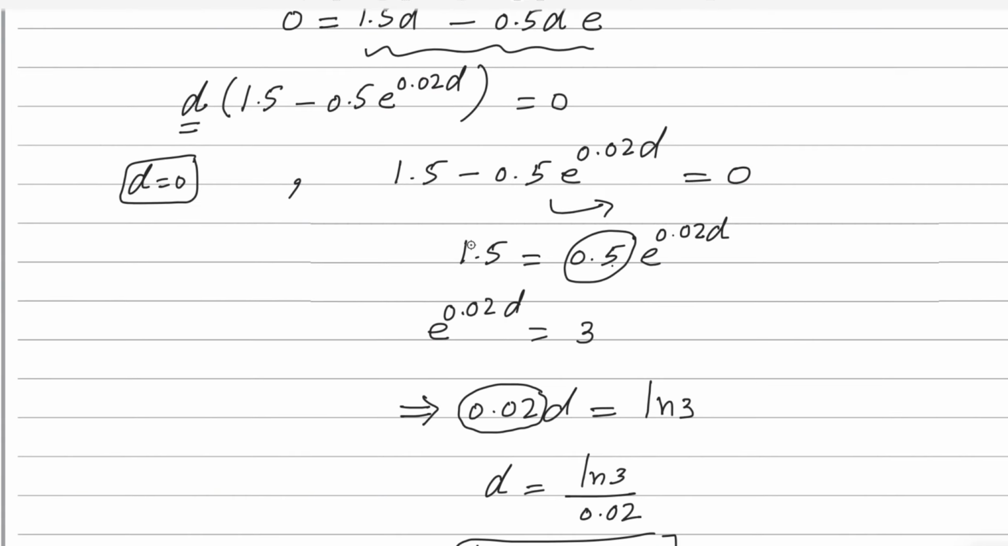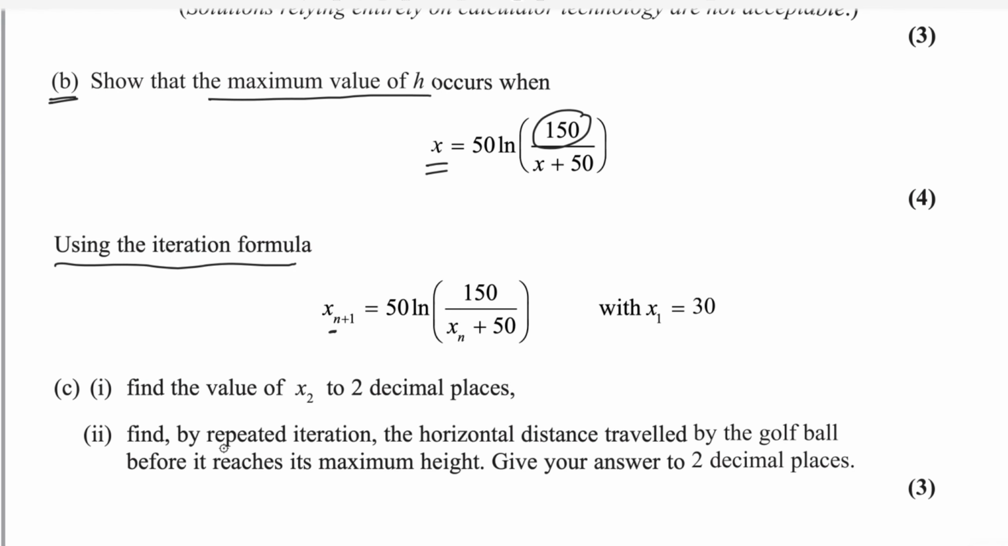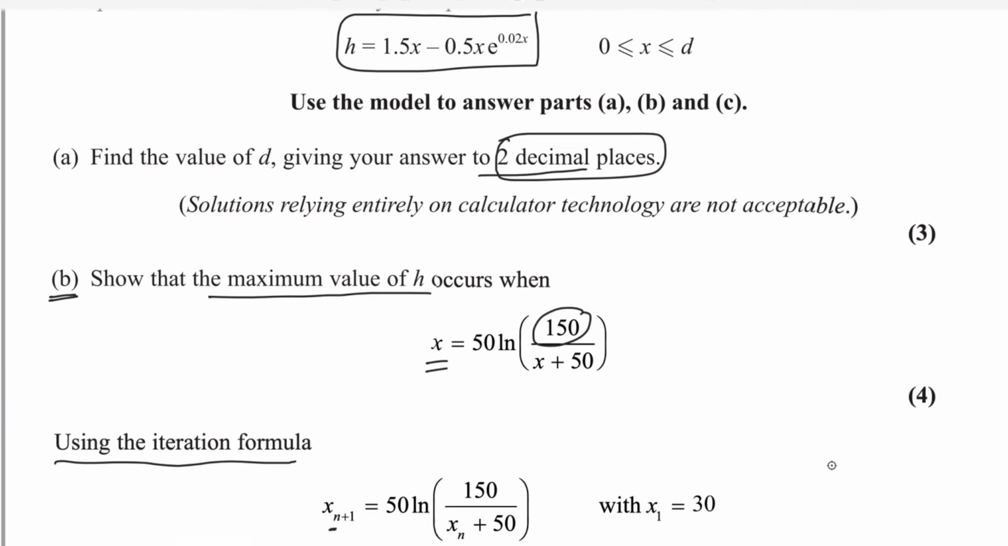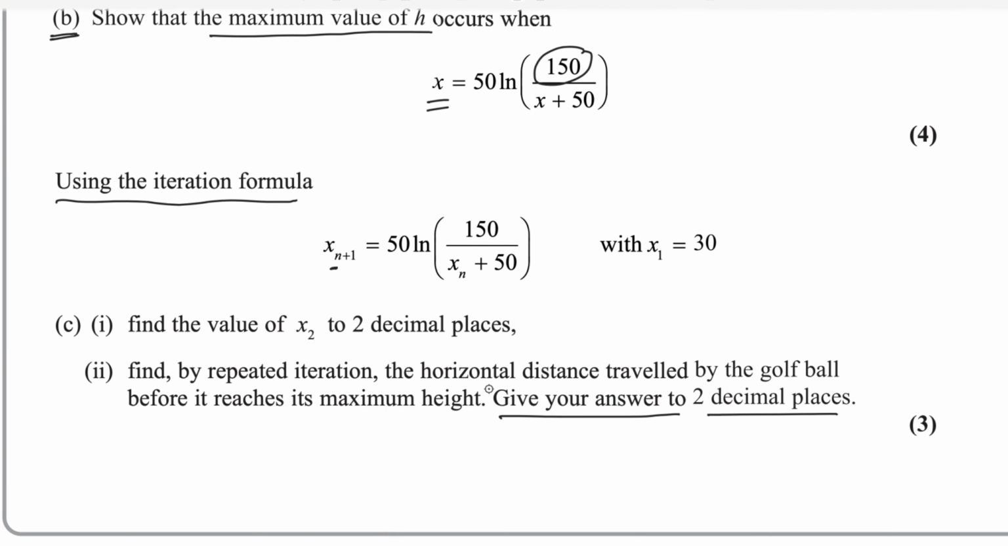x1 is given here in the last part, and also find by repeated iteration the horizontal distance traveled by the golf ball before it reaches the maximum height. Give your answer to 2 decimal places. Actually, you need to find this horizontal distance when it reaches the maximum height. You need to find this distance from here to here by using the iteration x1 = 30.